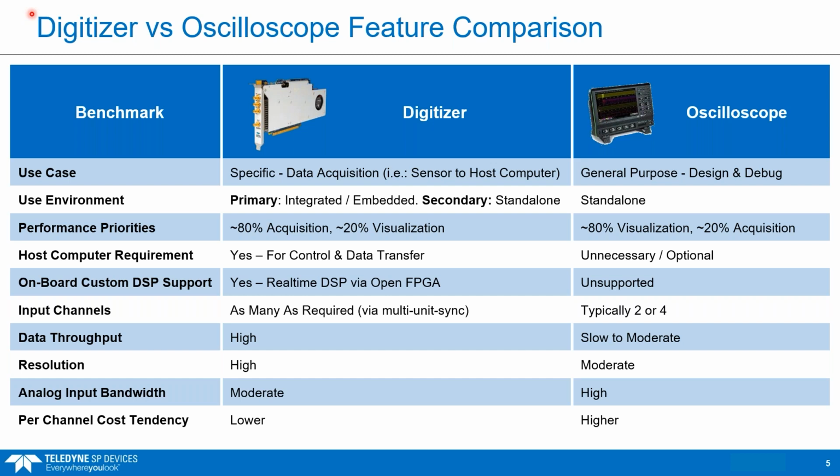Another difference to consider is the fact that digitizers require some form of host computer that they interface with, while oscilloscopes are generally a standalone solution with some exceptions, like USB oscilloscopes. So the key thing to remember on this aspect is digitizers are optimized for repetitive, fast measurements in an integrated solution, while oscilloscopes are more geared toward measurement flexibility.